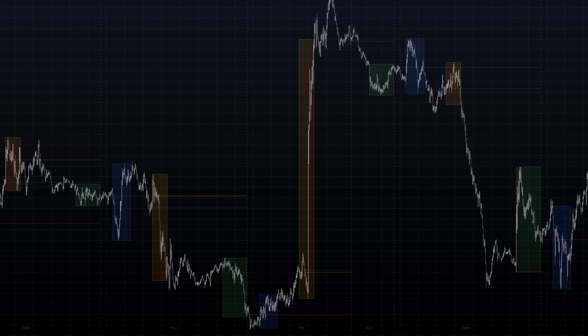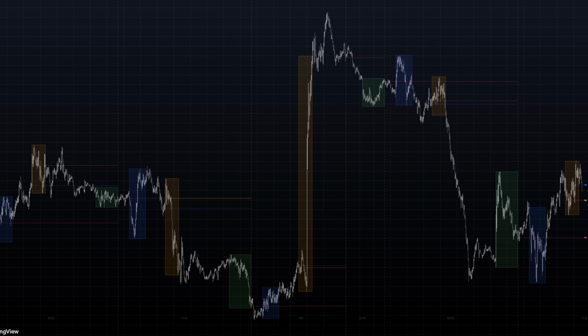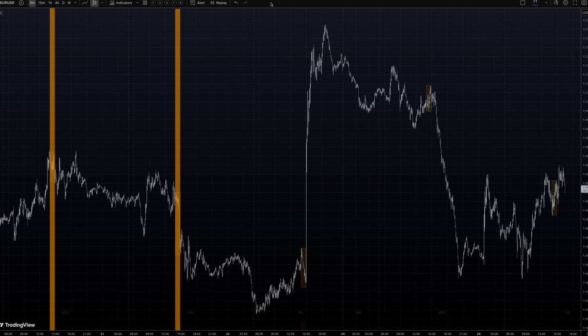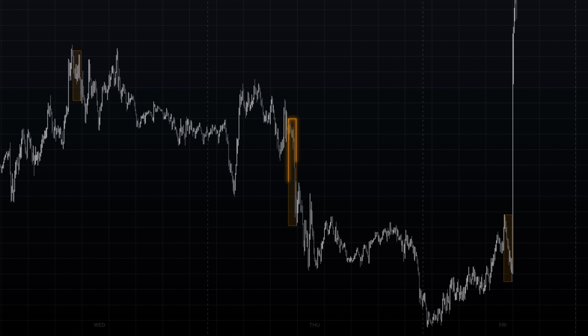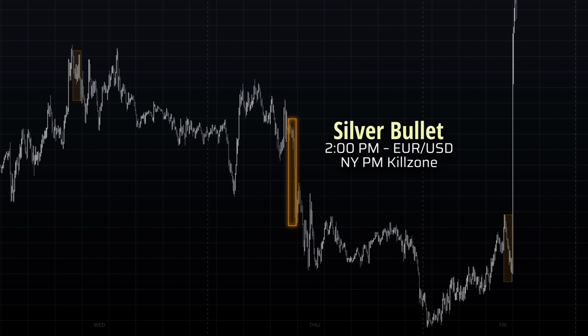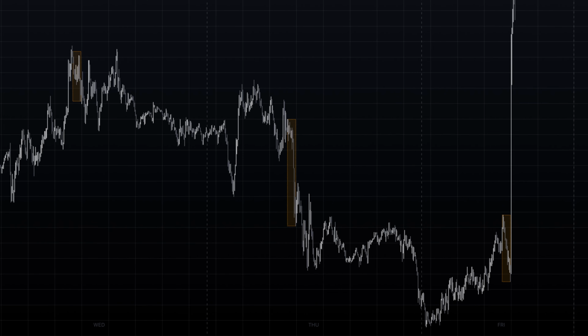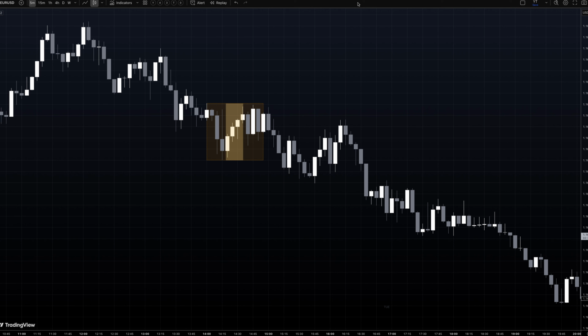This indicator tracks multiple concepts, but here's what matters for trading results. I focused on testing the most actionable combination. The setup is straightforward. We're trading the 2 p.m. European Silver Bullet session on EUR/USD. This is ICT's New York afternoon kill zone when institutional algorithms are most active. Price consolidates during this 1-hour window, then breaks with conviction.